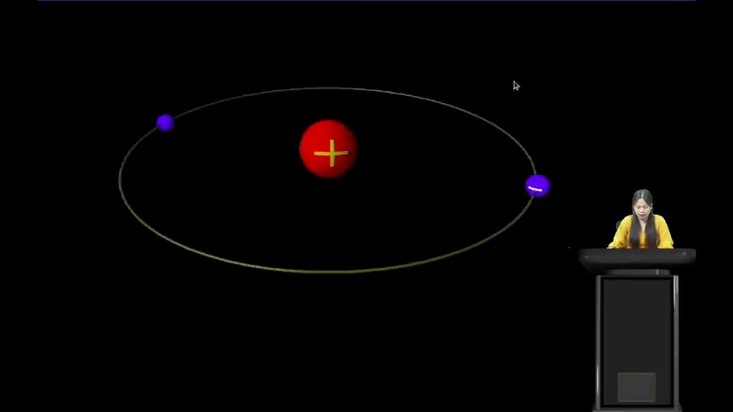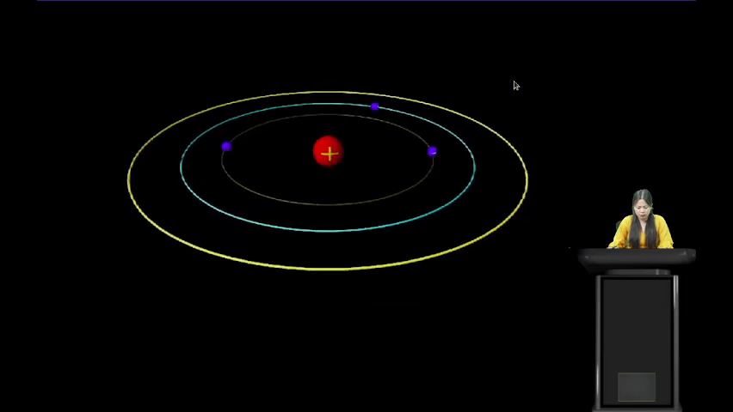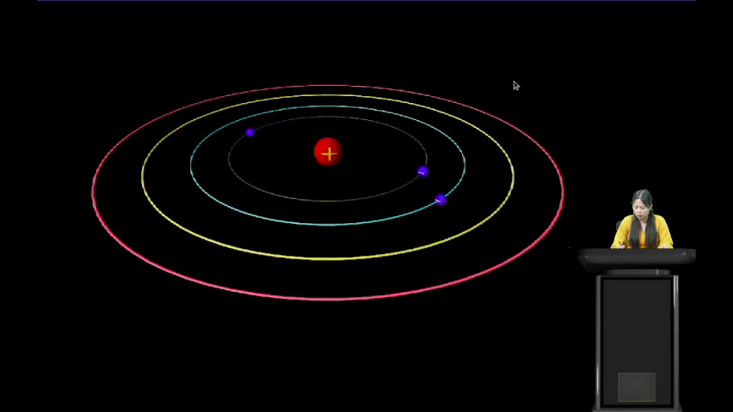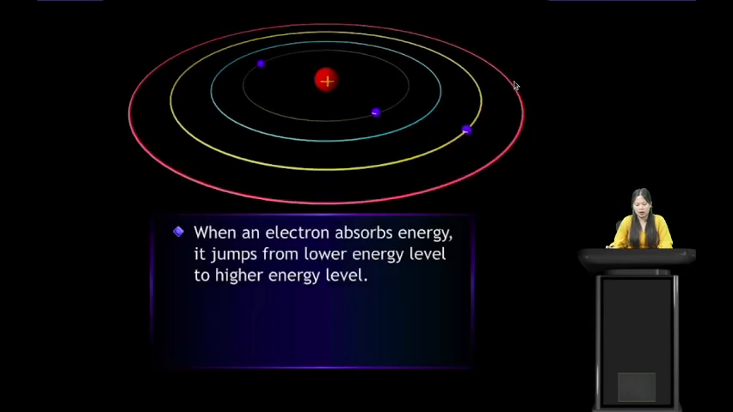Here we have the nucleus, and we see the electrons revolving around the nucleus in different orbits or different energy levels. Now we see one of the electrons moving from one energy level to another. From here we see that one of the electrons moves from a higher energy level to a lower energy level, and another electron moves from a lower energy level to a higher energy level. So let us see how this happens.